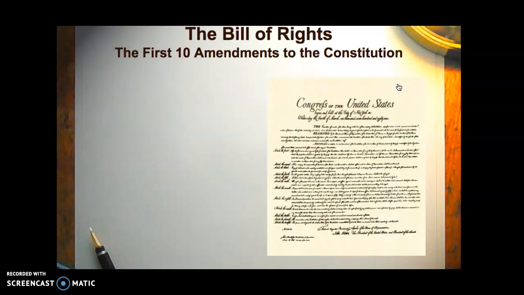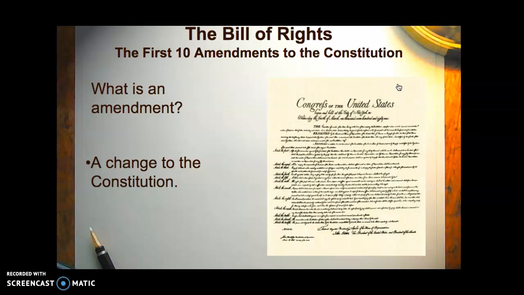So, the Bill of Rights. The first 10 amendments to the Constitution are called the Bill of Rights. Well, what is an amendment? An amendment is a change to the Constitution. When our Constitution was first written, there were many Federalists that believed it was fine just the way it was, and nothing needed to be changed about it. There were Anti-Federalists, however, that believed without a list of citizens' rights, this Constitution would not succeed, and they would not sign the Constitution until a list of citizens' rights were added, and that's what we're talking about today, the Bill of Rights.